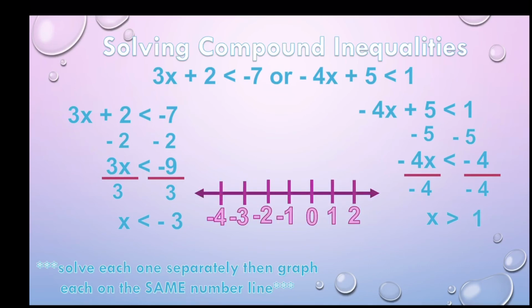Now I graph them on the same number line. I graph one at a time. Okay, it's an or statement. I'm going to put an open circle at -3, shade to the left, open circle at 1, shade to the right. That would be my solution. I have to show both inequalities and their graphs because it is a compound.